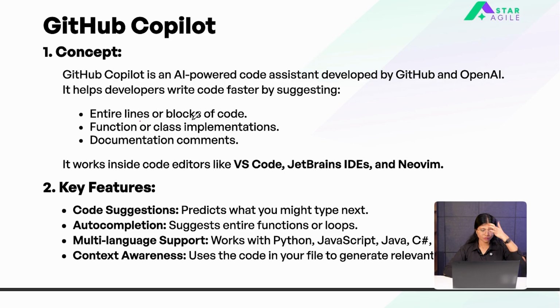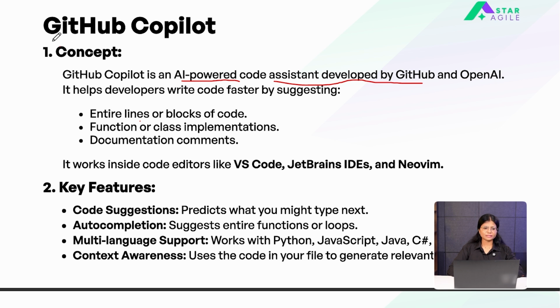Let's go with the theoretical part first, that is Copilot. Then we will go through how exactly the AI code assistant works. GitHub Copilot is an AI-powered code assistant developed by GitHub and OpenAI. It is like ChatGPT, but not completely ChatGPT. ChatGPT is 360: you ask anything, it will give. But Copilot is not like that. It only gives you code-related help, and it is a product of GitHub.